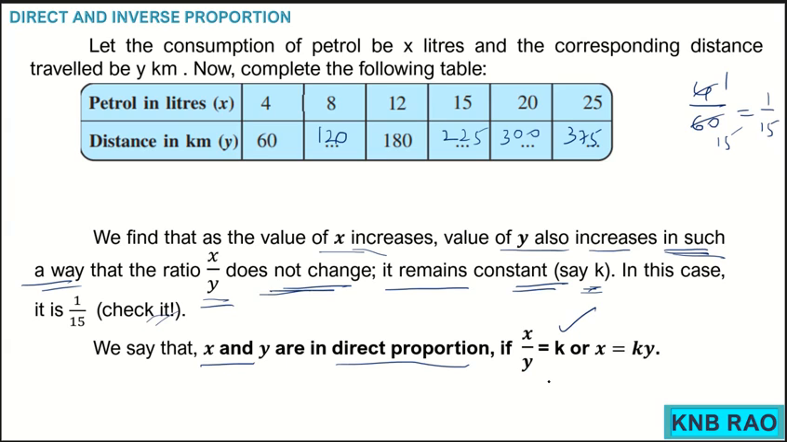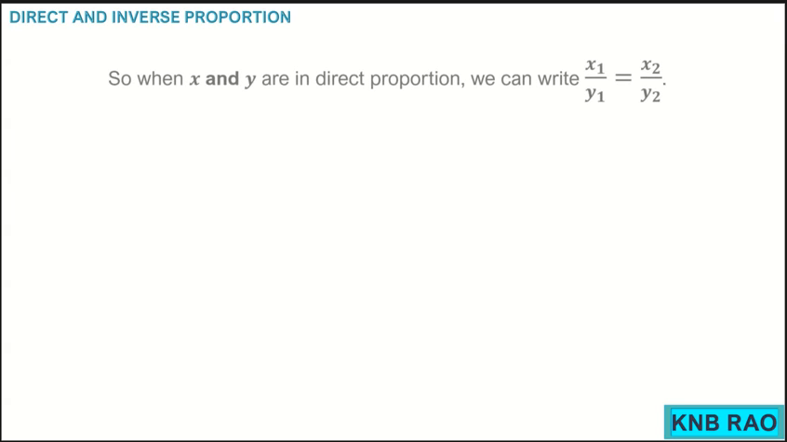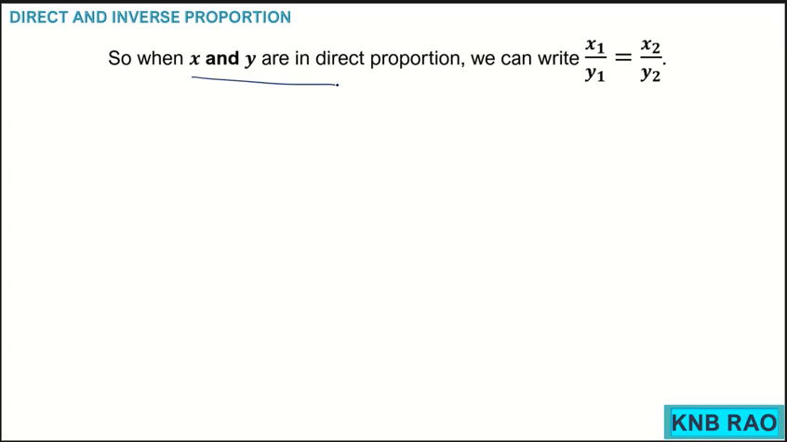If I send this divisor to the other side, it becomes a multiplicand, or we can write x equals k into y. So, this is the definition, a very important definition for direct proportion. Now, coming to the further important formula: if x and y are directly proportional, then x1 by y1 equals x2 by y2. So, it is also one of the important formulas.